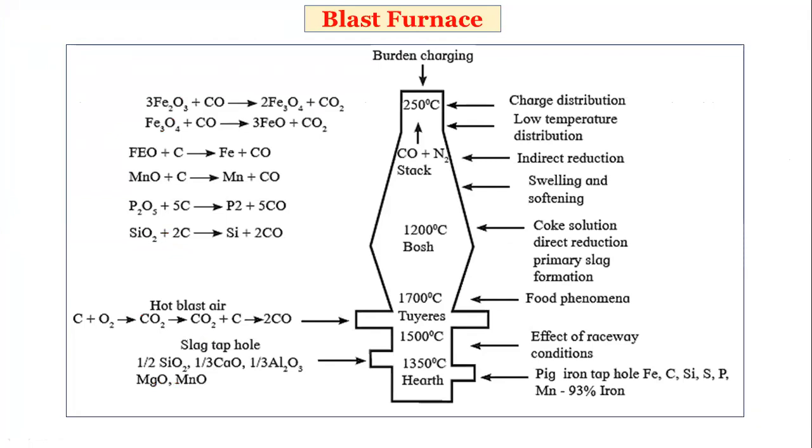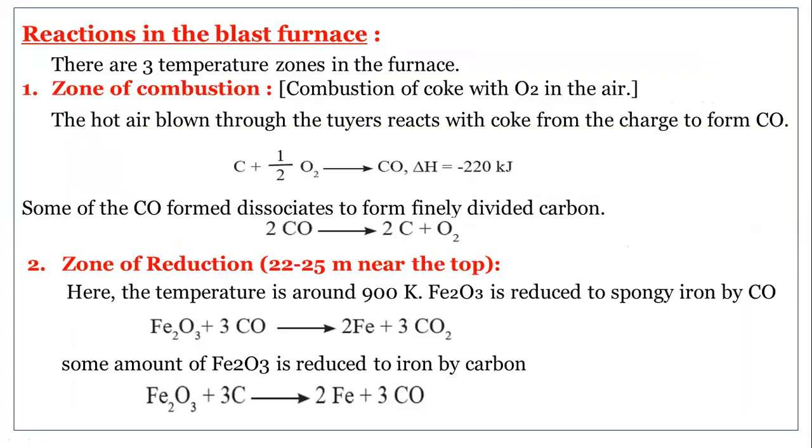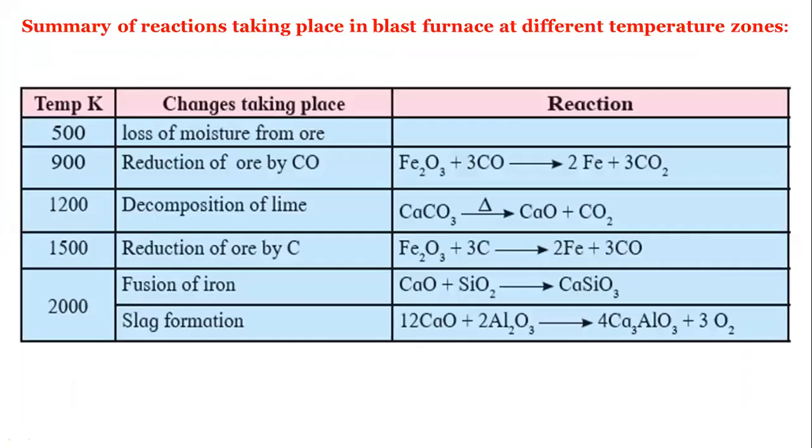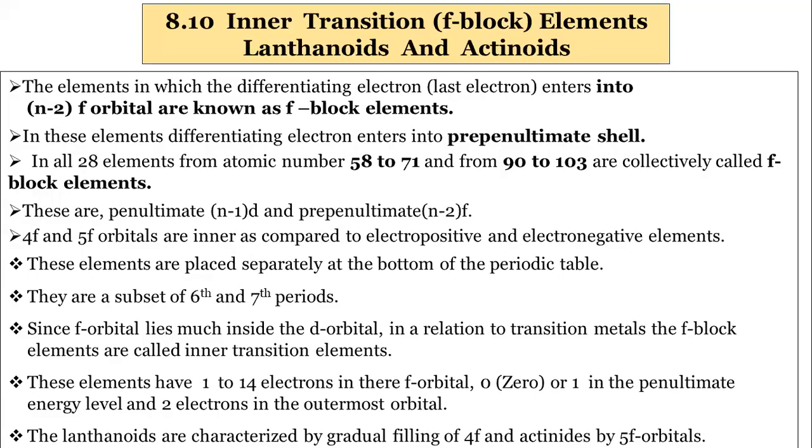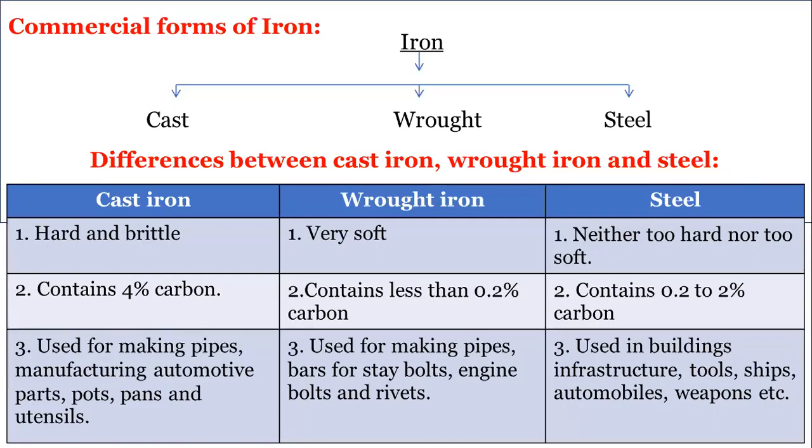The blast furnace is also deleted, the reactions of the blast furnace, then the summary of the reactions, then the commercial forms of iron: what is cast iron, wrought iron, steel. All of this metallurgy part is deleted except the definitions of minerals and ores. Remember, don't get confused between the deleted and the present syllabus. Also, it is given at last in the table.